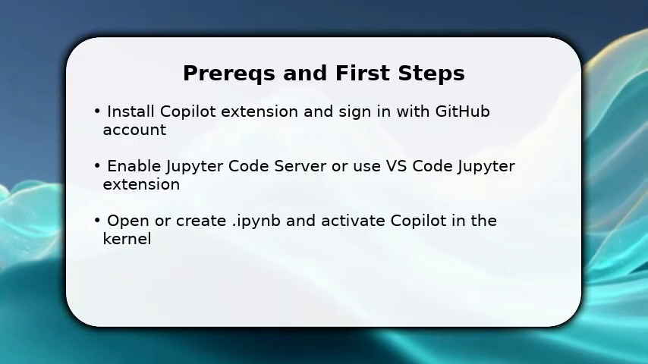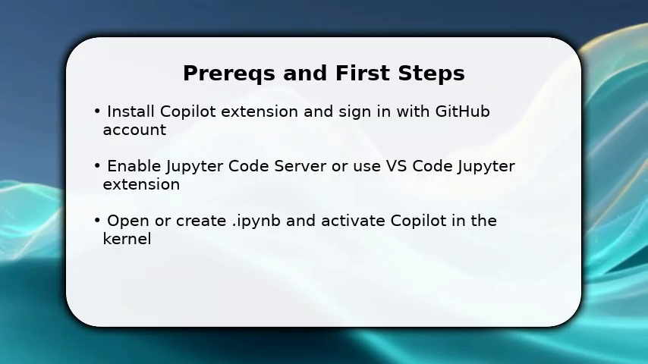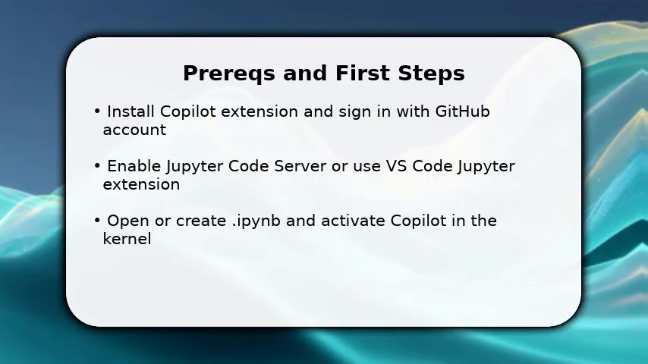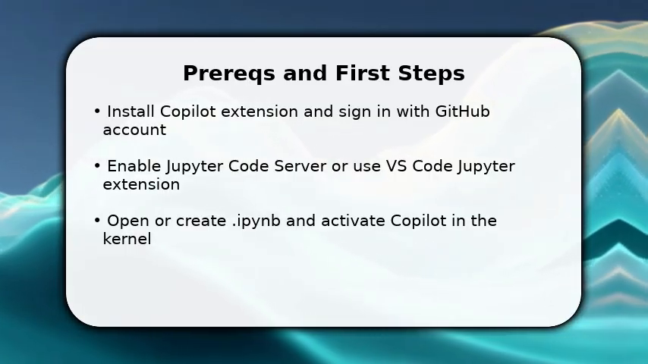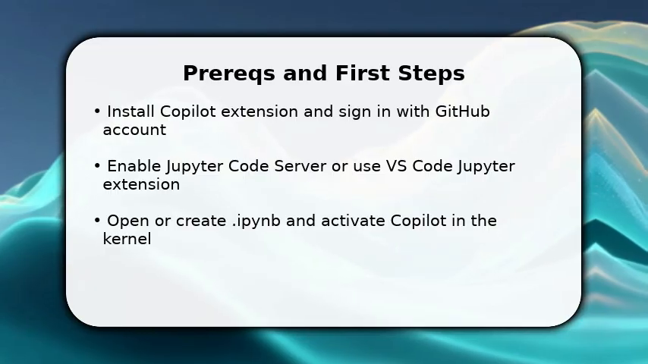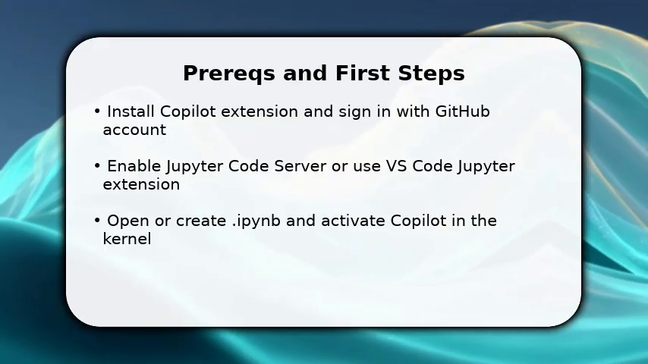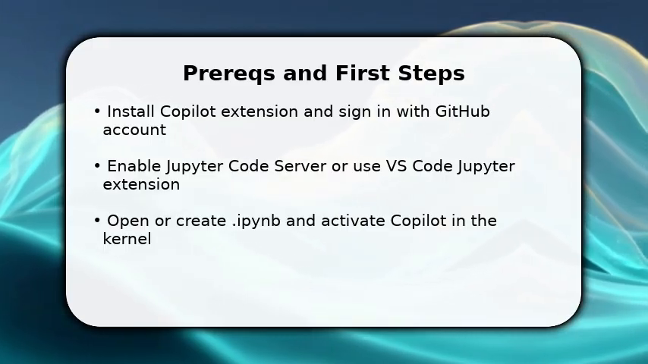You start by confirming prerequisites: a GitHub Copilot subscription, a local or remote Jupyter environment, and the Copilot extension installed. Open your notebook and sign into GitHub so Copilot can authenticate. This lets it access context and suggestions.